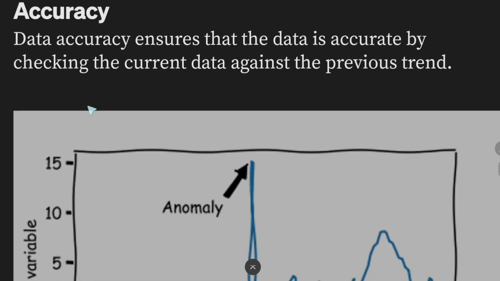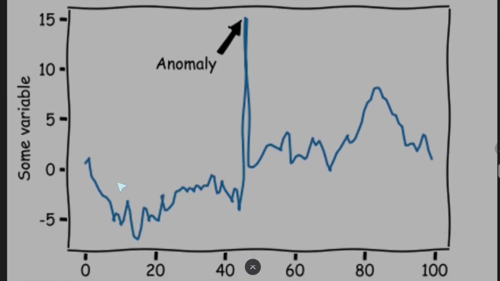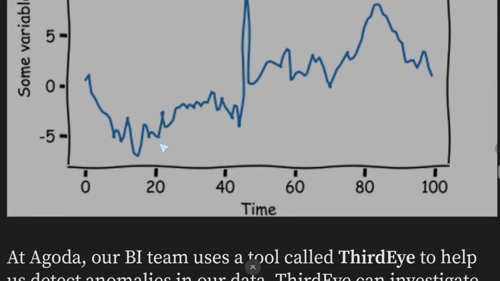Accuracy. Data accuracy ensures that the data is accurate by checking the current data against the previous trend. So they look at some variable on a graph and see that the values are between 0 and -5, and then suddenly there is a spike of 15. This is considered an anomaly.